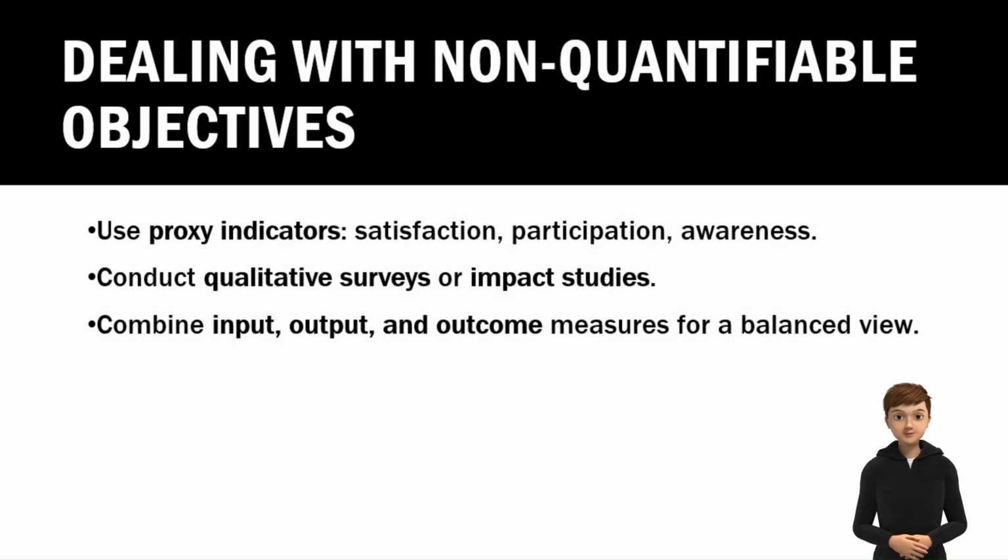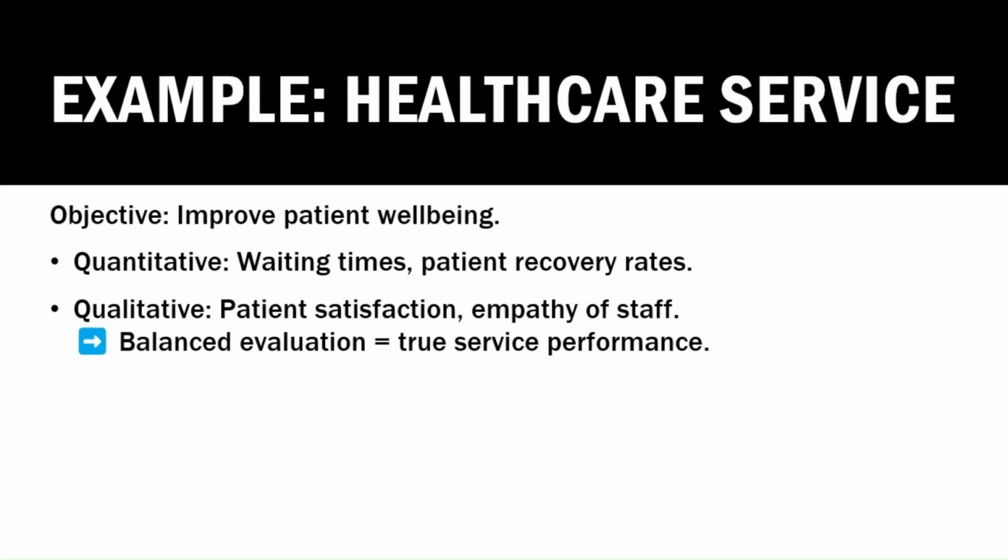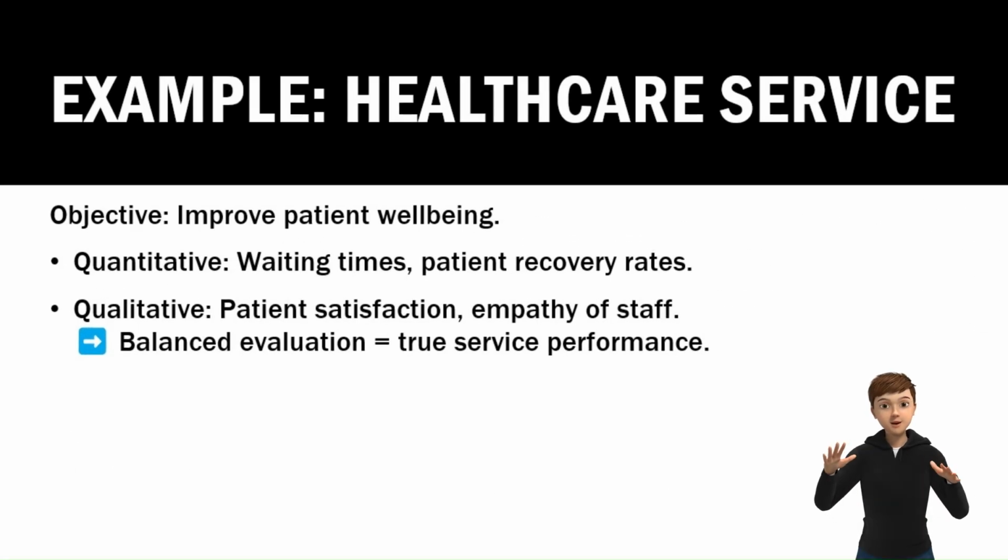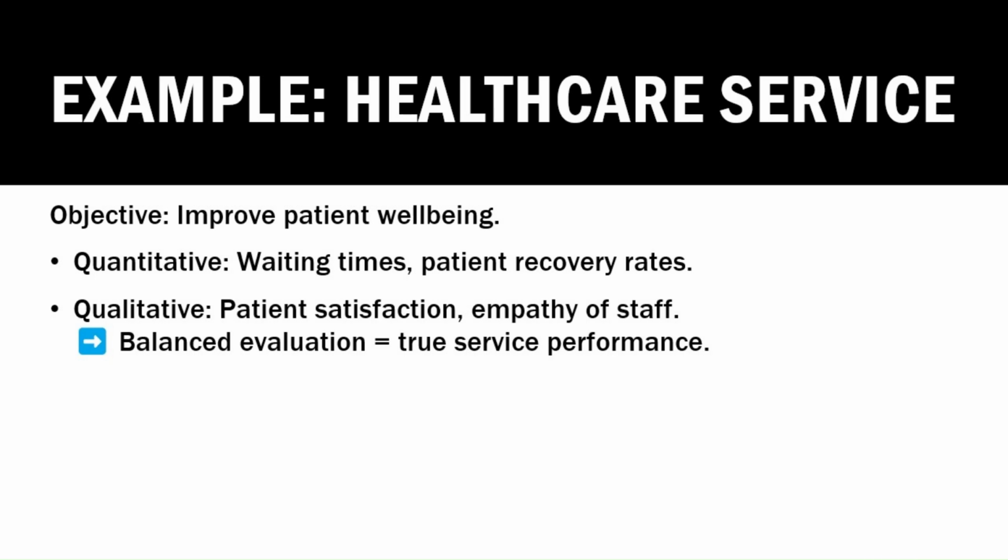To handle non-quantifiable objectives, we use proxy indicators such as satisfaction, participation, and awareness. Qualitative surveys and impact studies can help. We should balance inputs, outputs, and outcomes for a complete evaluation. Take an example of a healthcare service. Its objective is to improve patient well-being. Quantitative measures include waiting times and recovery rates. Qualitative measures include patient satisfaction and empathy of staff. A balanced mix of both reveals true service performance.